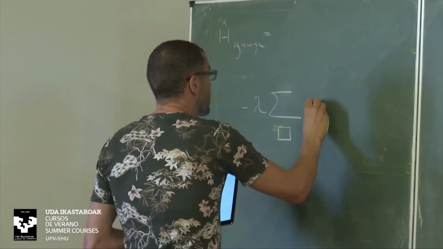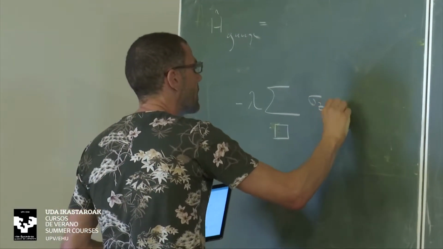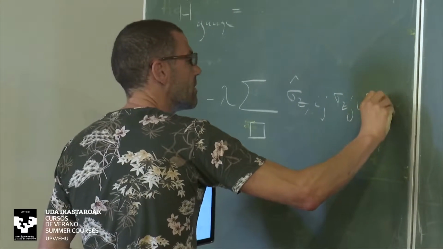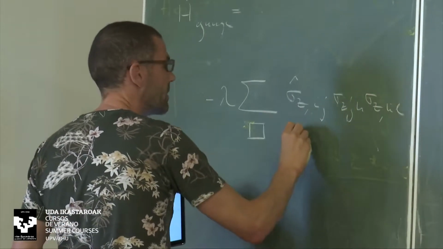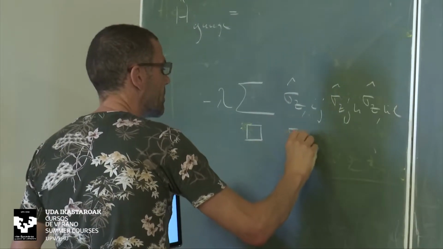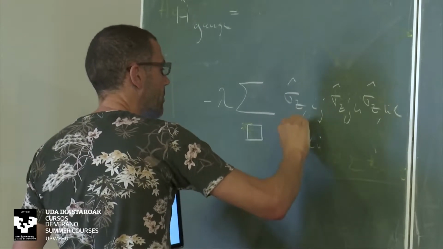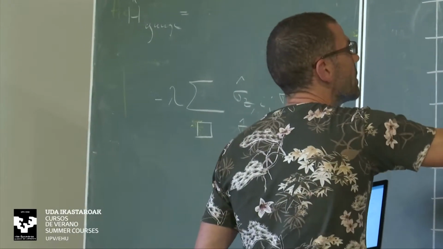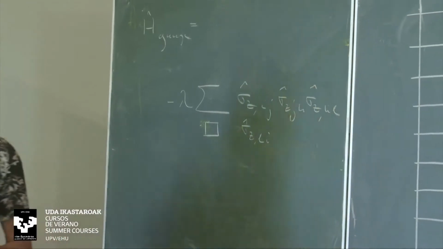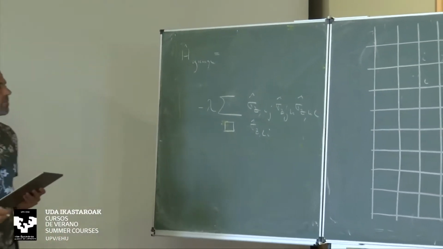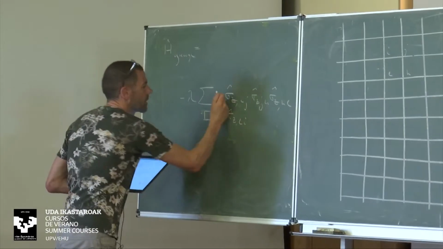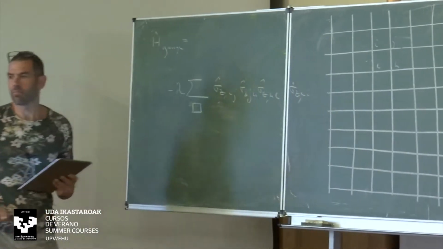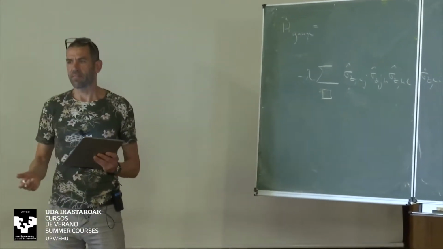So something like sigma z ij, sigma z jk, sigma z kl, and sigma z li, if i, j, k, and l are the lattice sites. And summing over all plaquettes. So it's a product of 4, yeah? That is one term in our Hamiltonian, and I'll explain its physics in a sec.